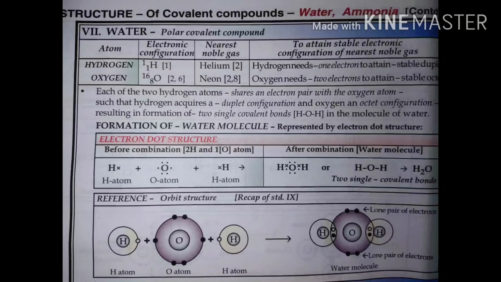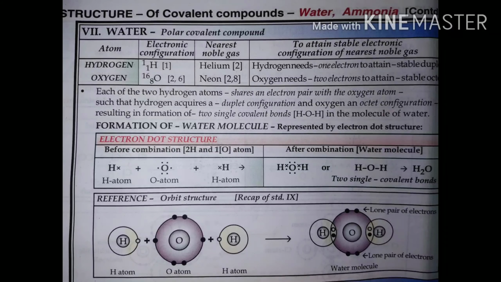Now we will see page number 32. On page number 32, they have shown us the formation of the water molecule, which is an example of a polar covalent compound. We have studied the formation of the water molecule. Just see the orbital structure diagram first.